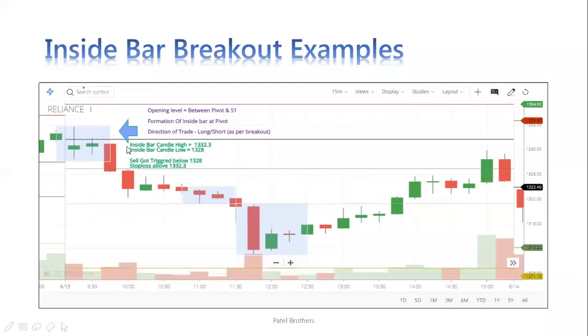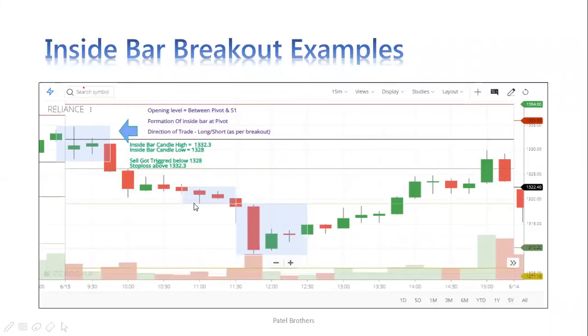So the inside bar candle high was 1332.3, and the inside bar candle low was 1328. So the sell got triggered below 1328. Stop loss was just above the high of this candle. So here you need not worry about stop loss because you easily know what your stop loss should be. Your low is the entry, high should be your stop loss. Simple as it is. So here it has given 1:2 plus in this candle itself.